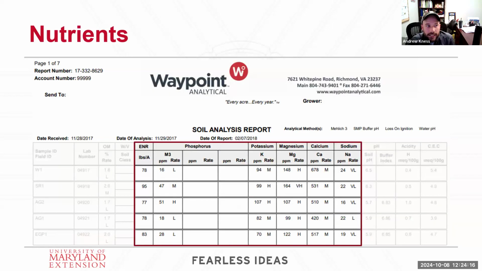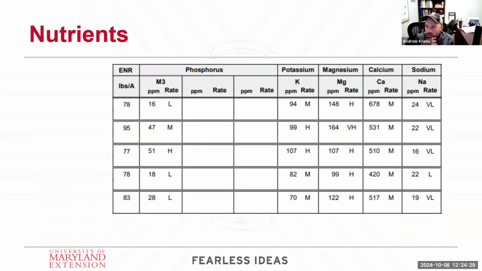And then finally, the last thing that I look at on the soil test report is just the nutrient levels. I find them to be kind of the least exciting, I guess. They're really straightforward. They're usually expressed in parts per million, and you get your different nutrient levels. So phosphorus, potassium, magnesium, calcium, sodium in this example.